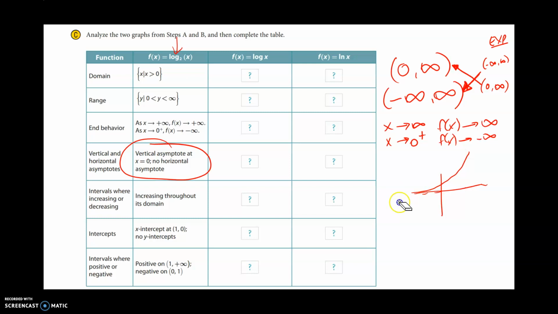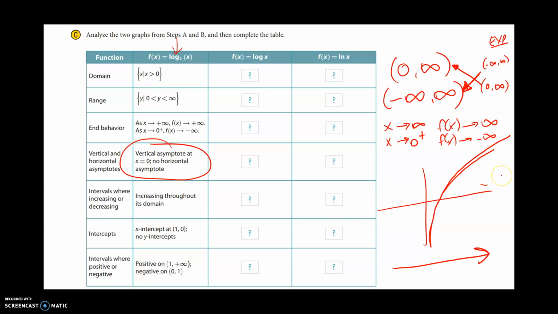If we look at this log function, and I'm going to do a rough look at it, intervals where it's increasing or decreasing: while we read a book from left to right, this graph is always increasing, isn't it? We do have an x-intercept, but we don't have any y-intercepts. So these are properties of these graphs.